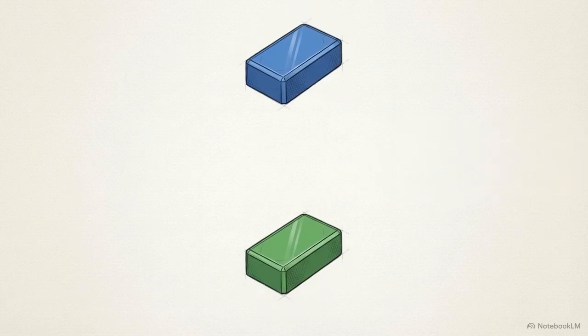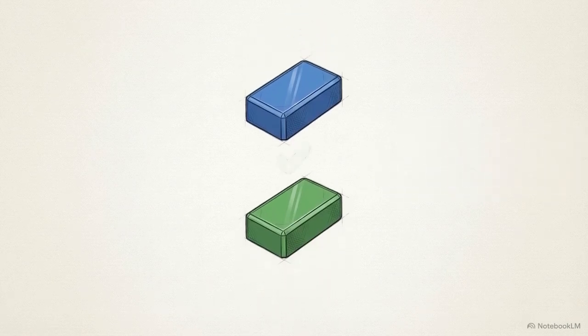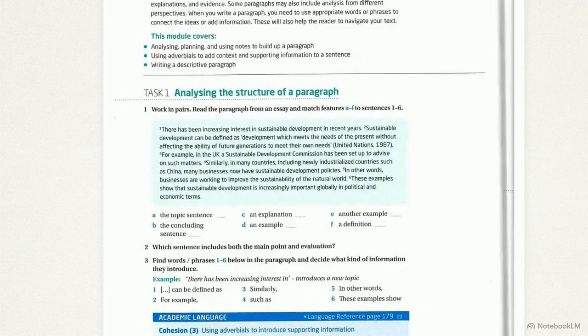This is a structural test where you read only your opening and closing sentences back to back. Let's run the test on our sample. We read the blue sentence. "There has been increasing interest in sustainable development in recent years." Then we read the green sentence. "These examples show that sustainable development is increasingly important globally in political and economic terms."